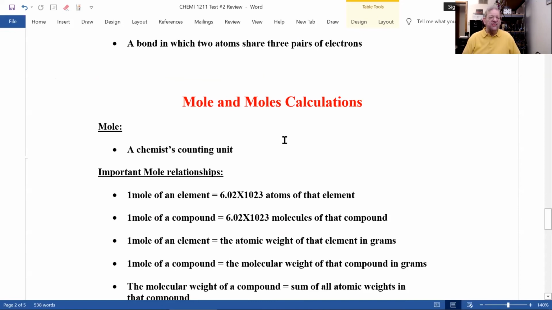Now, next, I started talking about the mole and mole calculations. And you should know what is a mole.